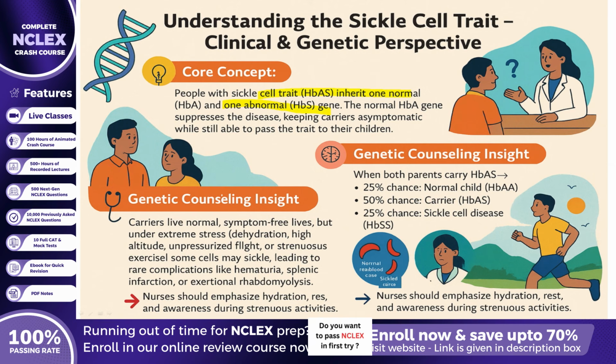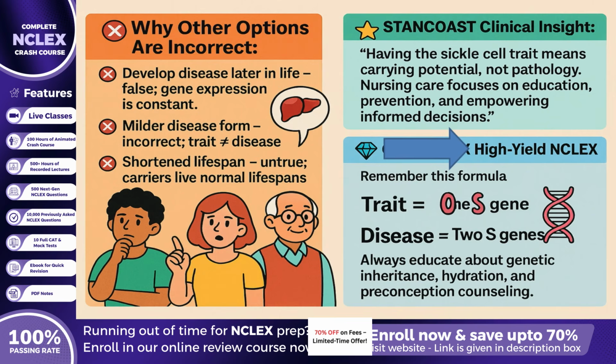From a genetic counseling perspective, when two carriers, HbAS and HbAS, conceive, there is a 25% chance of having a child with sickle cell disease, HbSS, a 50% chance of having a carrier, HbAS, and a 25% chance of a normal child, HbAA. Therefore, client education and preconception counseling are major nursing priorities to help families make informed reproductive choices. Now, let us analyze why the other options are incorrect.